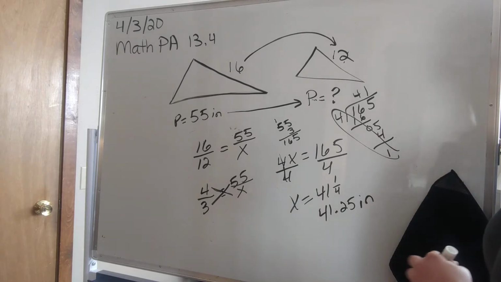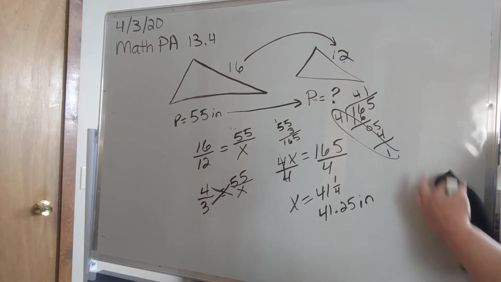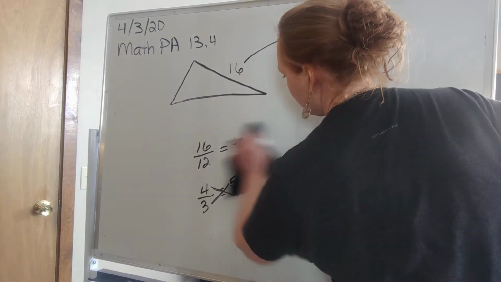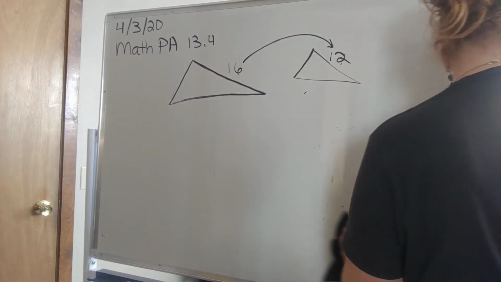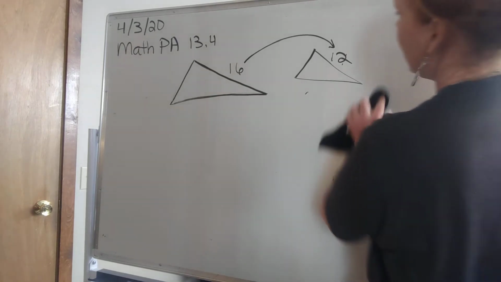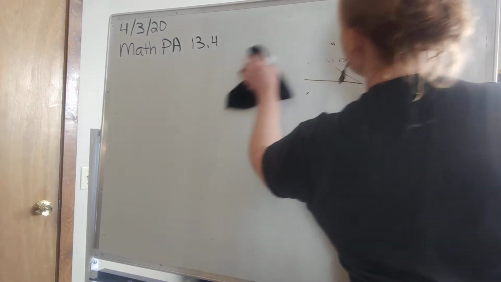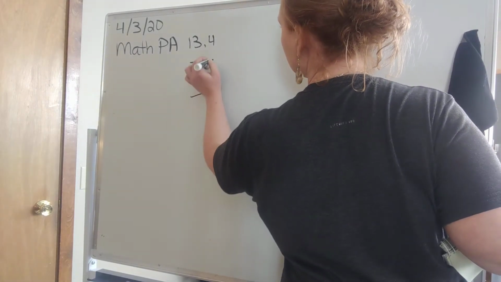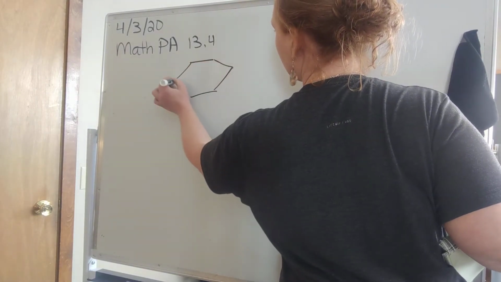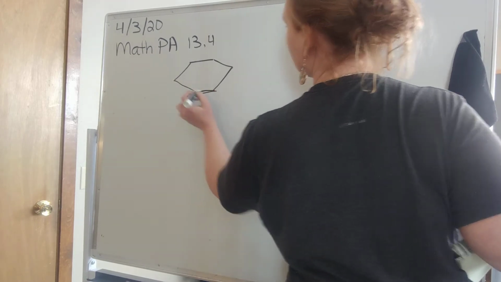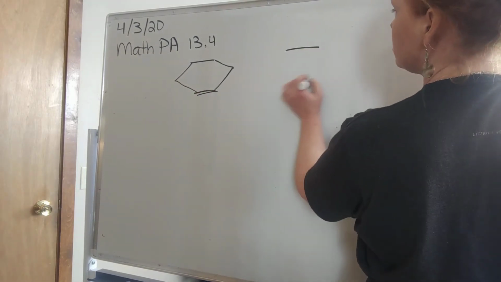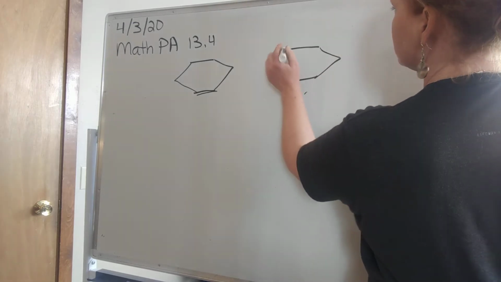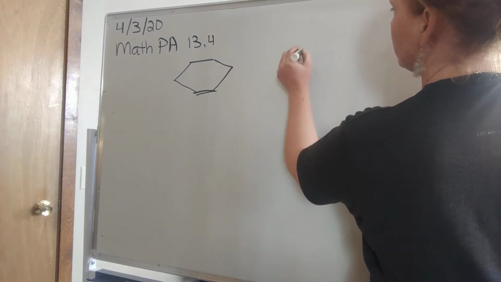Okay, so let's do another example. And we're going to apply this to something other than a triangle. So the next problem says the perimeters of two similar hexagons. So hex is 6. So I'm going to do 1, 2, 3, 4, 5, 6. This is okay. And then 1, 2, 3, 4, 5, 6. Oh, I made them the same size. I want one to be bigger. I want one to be smaller.